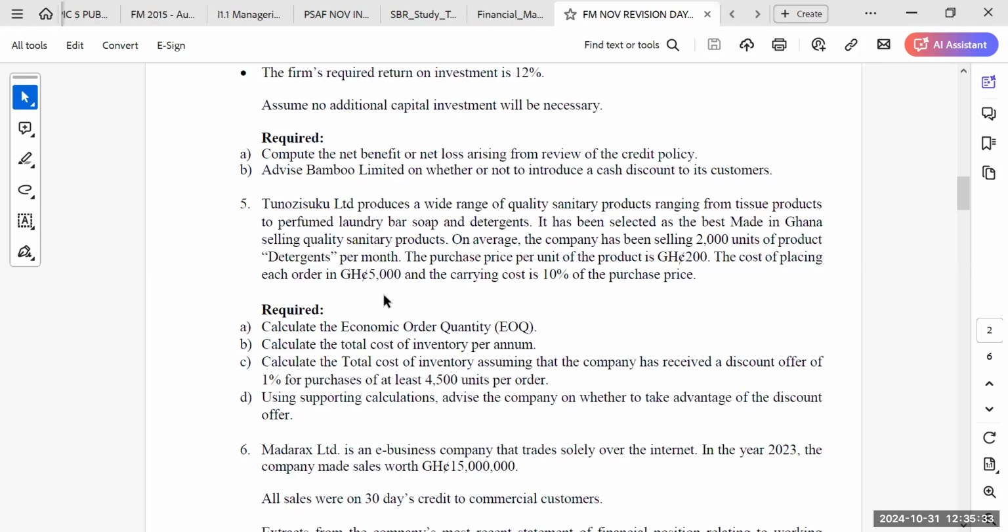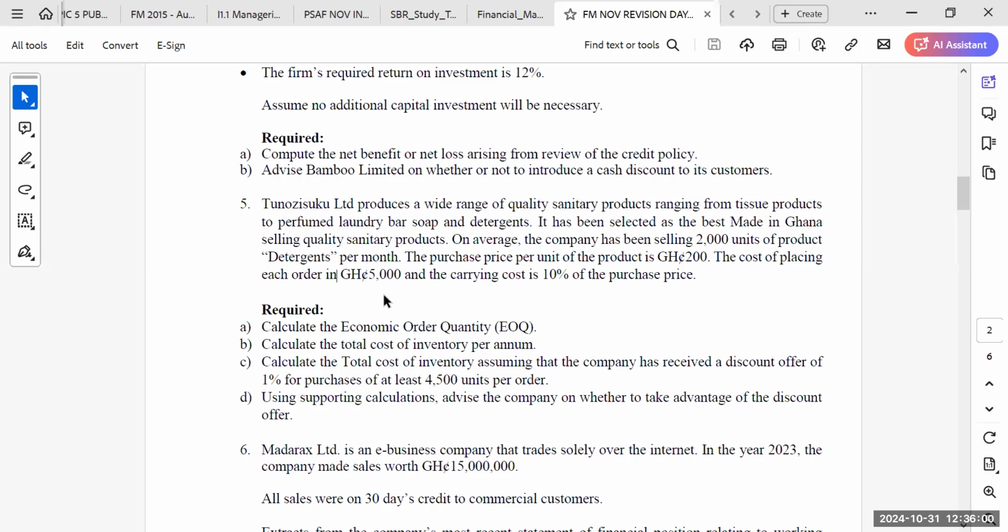A. Calculate the economic order quantity. B. Calculate the total cost of inventory per annum. C. Calculate the total cost of inventory, assuming that the company has received a discount offer of 1% for purchases of at least 4,500 units per order. D. Using supporting calculations, advise the company on whether to take advantage of the discount offer.